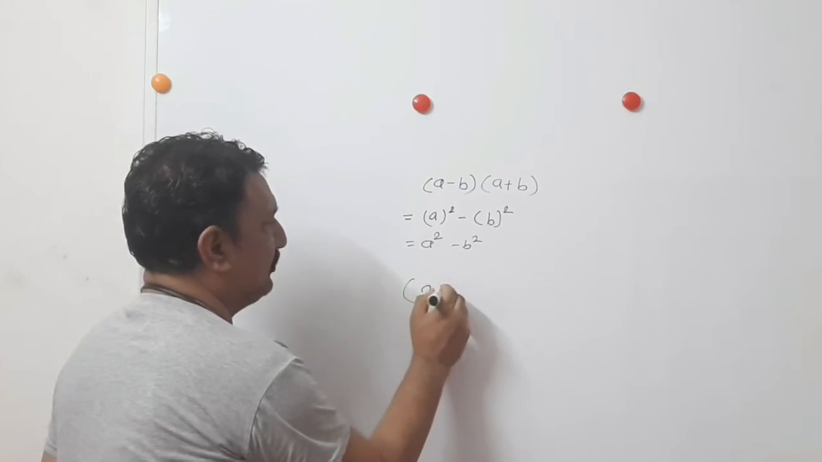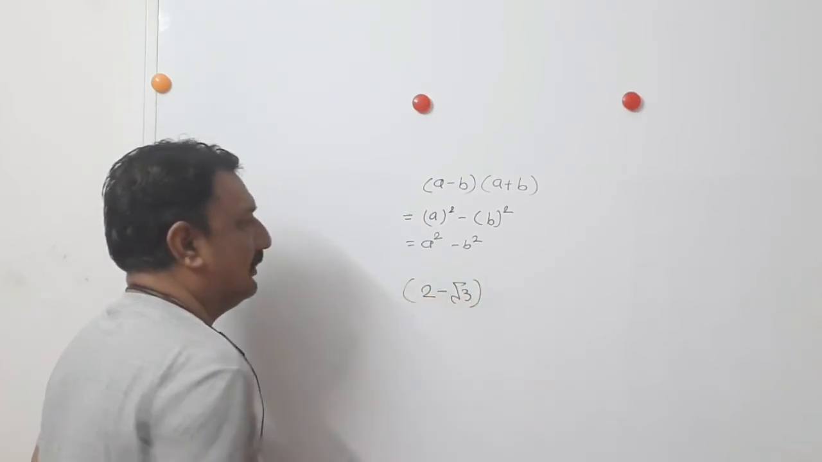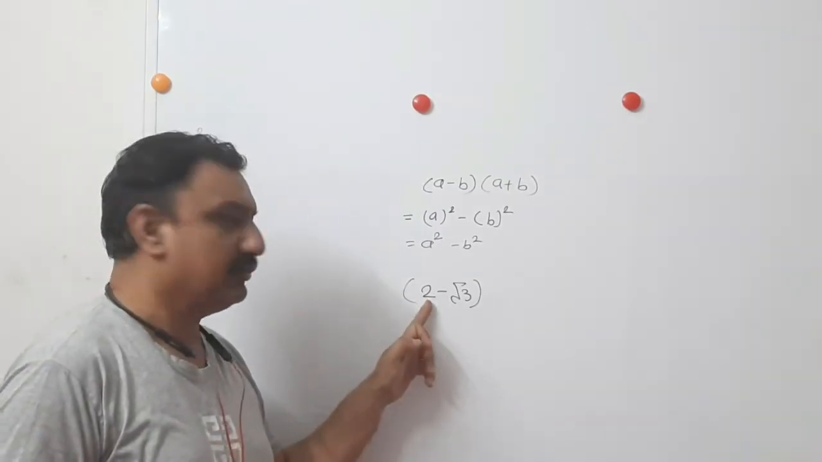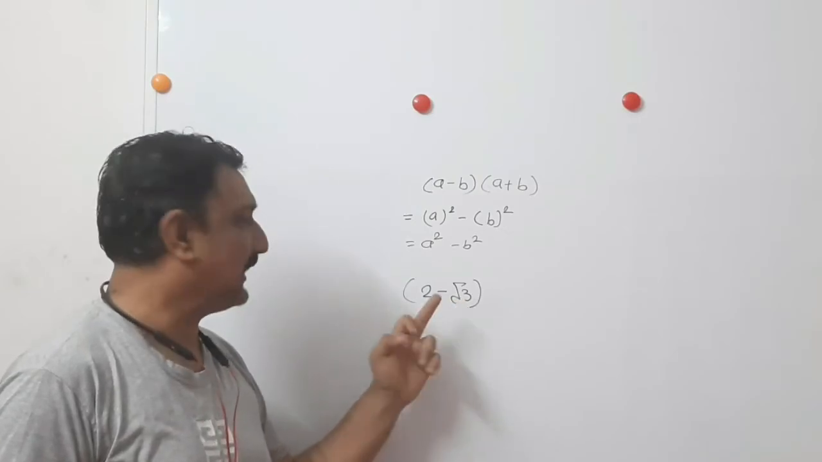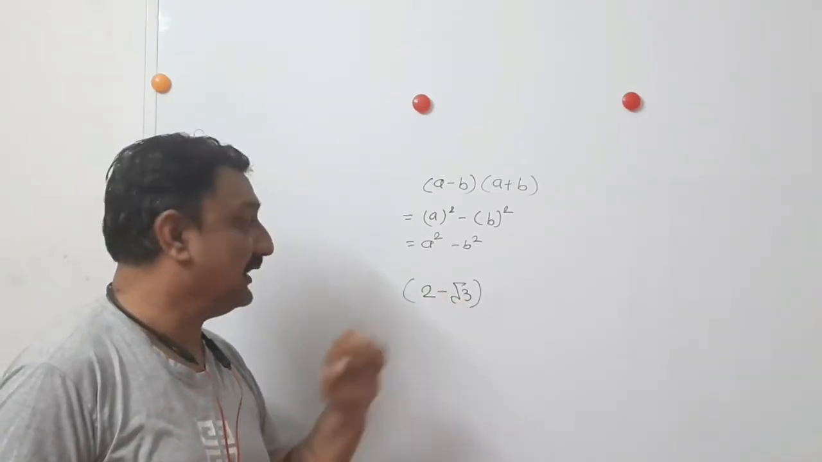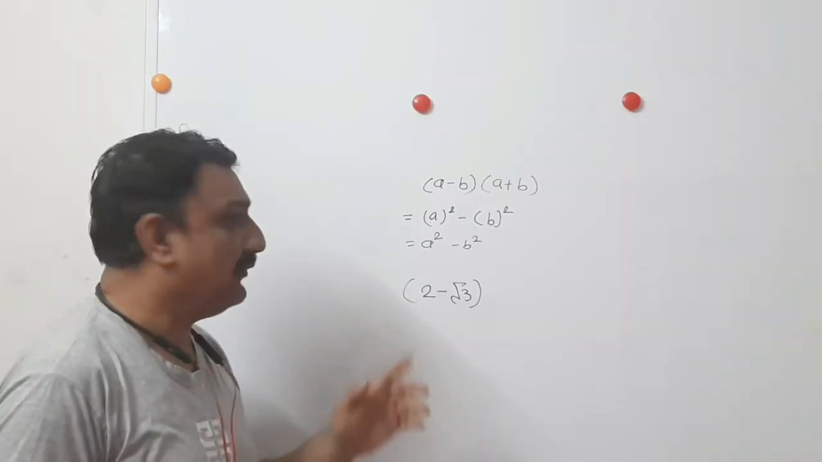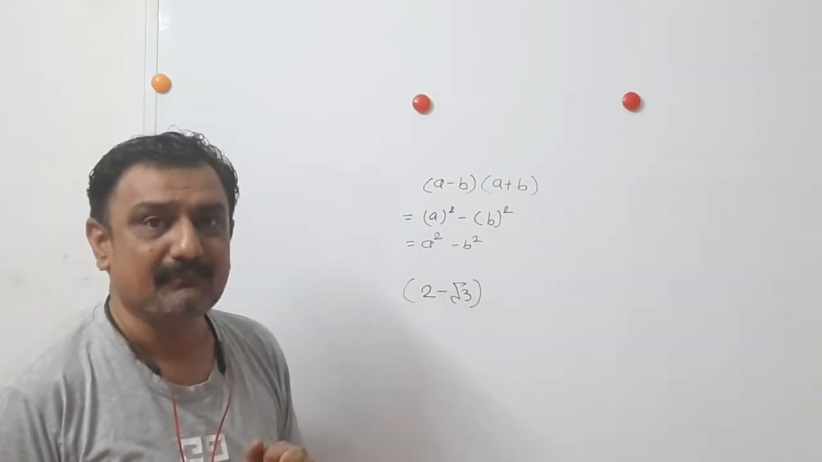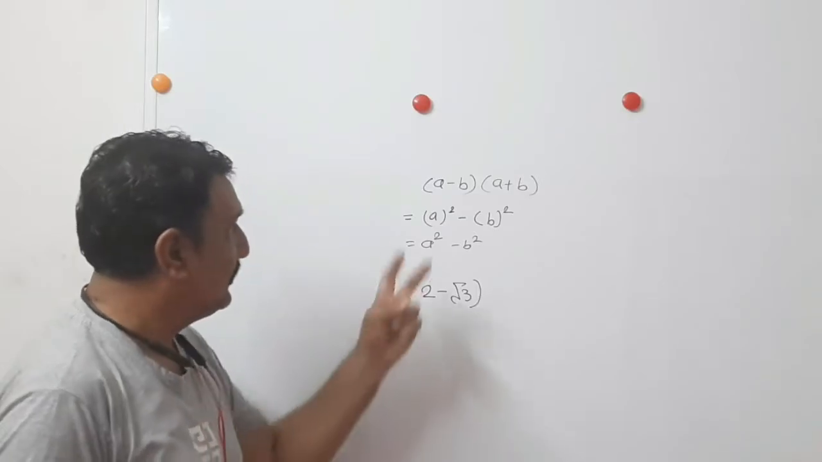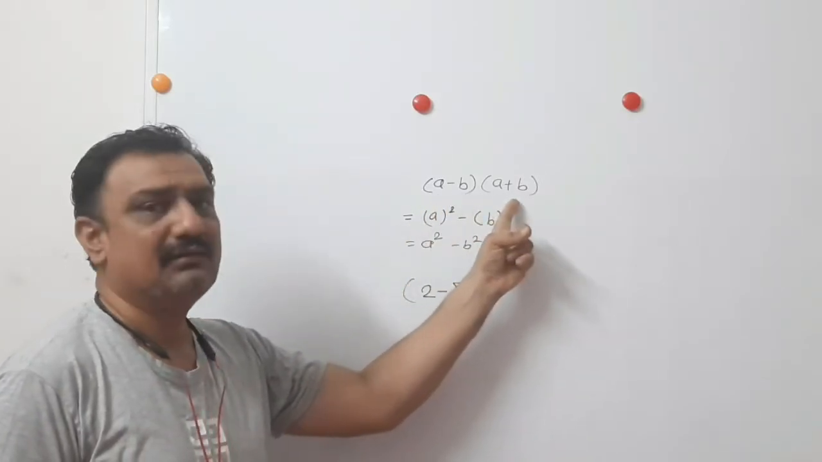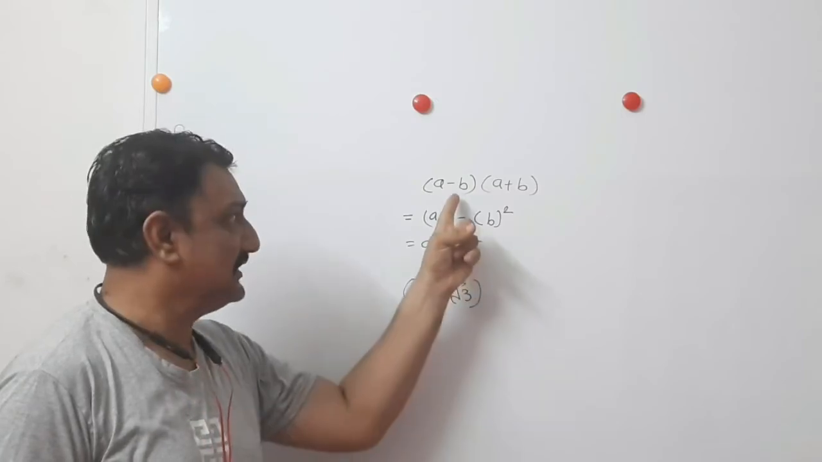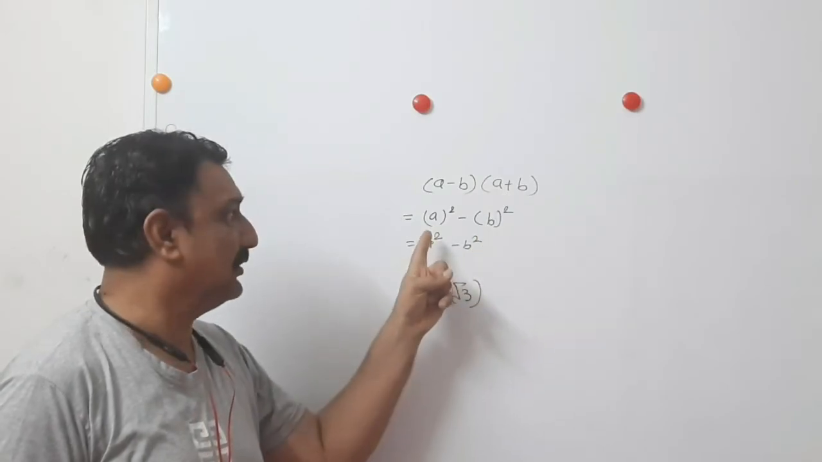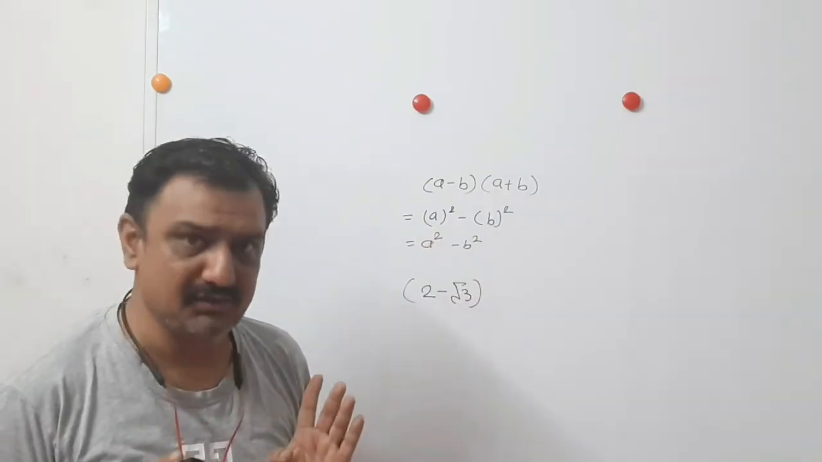Let us see. Suppose one surd is given, 2 minus root 3. I want to rationalize it. As you see, in 2 minus root 3 there are two terms, and the sign between them is minus. If I want to rationalize it, my priority is to remove the root from 3. So what should I do? Simply, I apply the identity which we learned here: a minus b into a plus b equals a square minus b square.